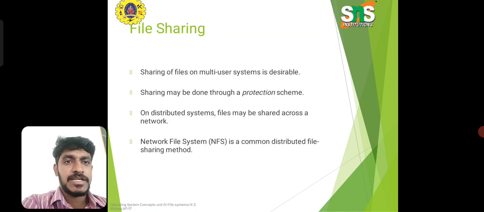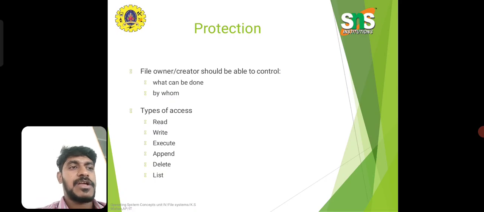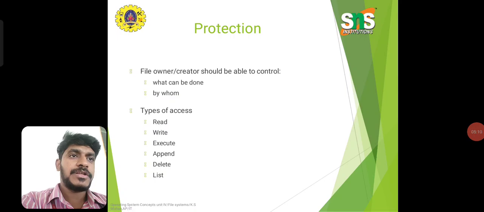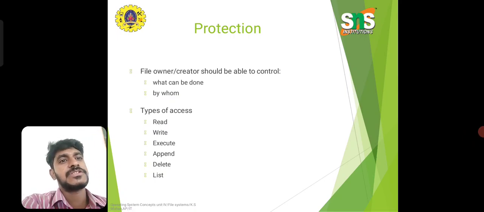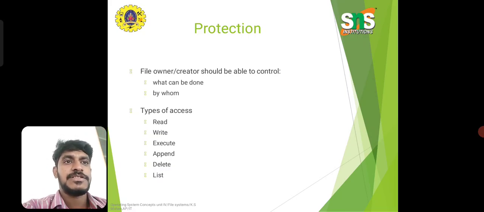Then file sharing: sharing of files on a multi-user system is desirable. Sharing may be done through a protection scheme and distribution system. Files may be shared across a network. Network file system is a common distributed file sharing method. Then we talk about protection: how the files will be protected from unwanted users, with safety measures. We are protecting our file system. So these are the things we discussed in the file system.